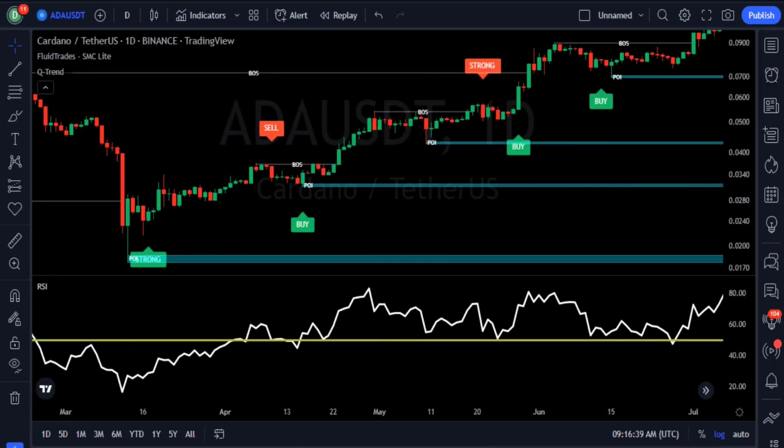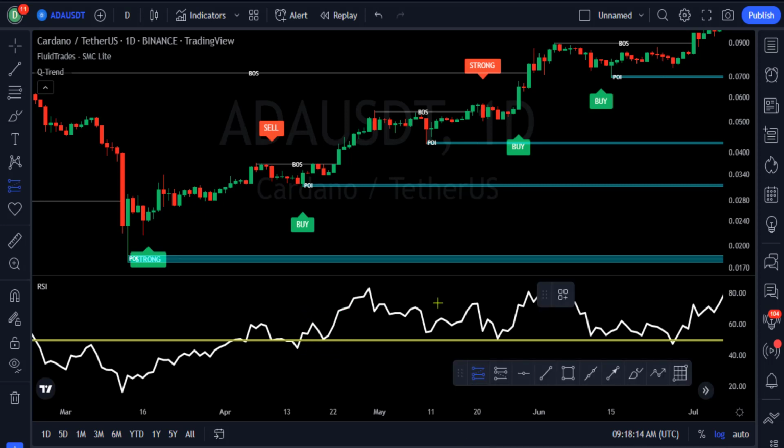Here is an example of a buying setup. You can see that when the price was trending down, it reached this point of interest, and this strong buy signal appeared. Notice that the RSI moving average is still below the 50 line. Now, when the price reached this second point of interest, you got this buy signal, which means trend continuation. Again, notice that the RSI moving average had crossed the 50 line.